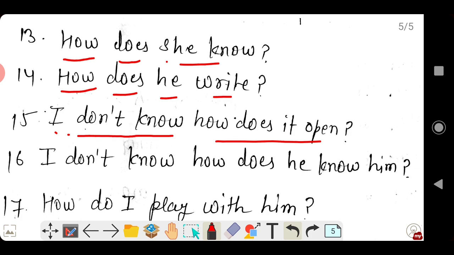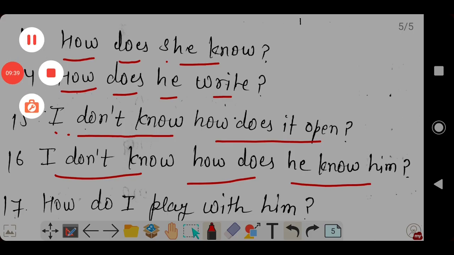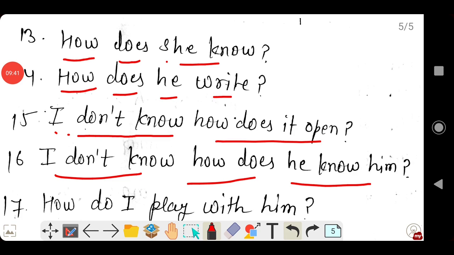If you want to get fluency, like I don't know how does it open. I don't know how does he know him.